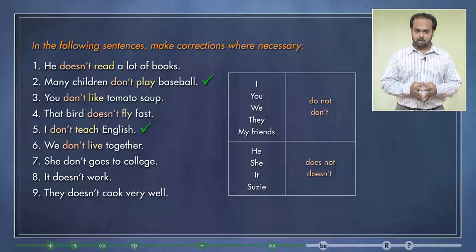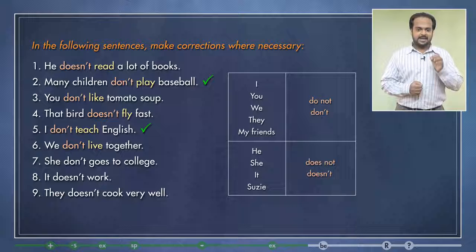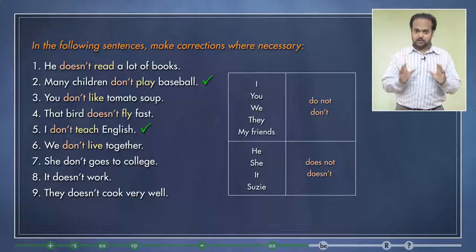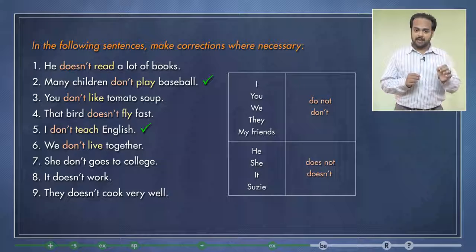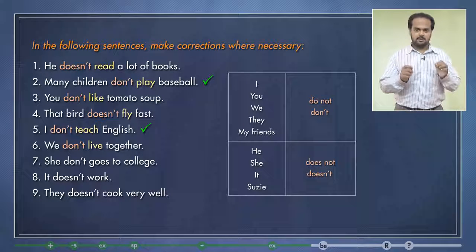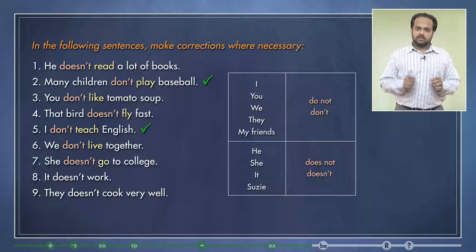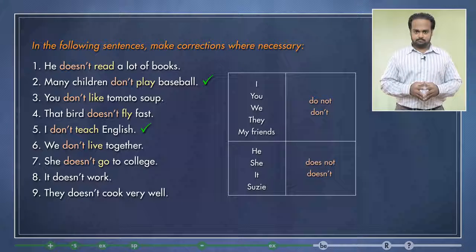Number 7 is wrong as well. And this is another common type of error. The s is added here. That's good, but it's added to the main verb, go. It should be added to the helping verb, not the main verb. So she doesn't go to college.